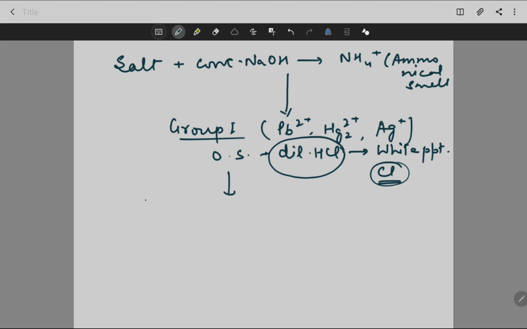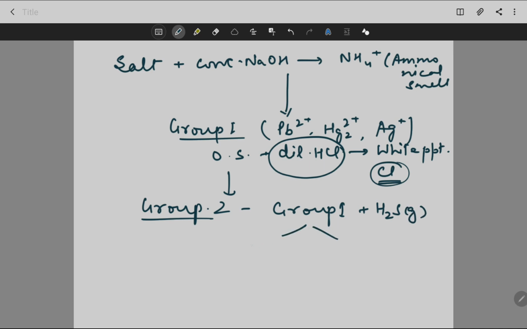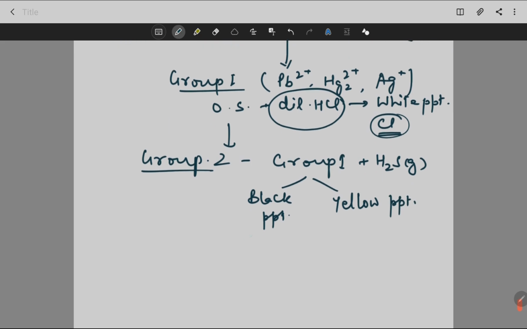If group 1 is absent, then move to group 2. How do we proceed for group 2? We take the group 1 solution as it is and then pass H2S gas. Then we may get black precipitate or we may get yellow precipitate. Now what are the radicals of group 2? If black precipitate, it may be lead or copper. If it is yellow precipitate, then it may be arsenic or cadmium.